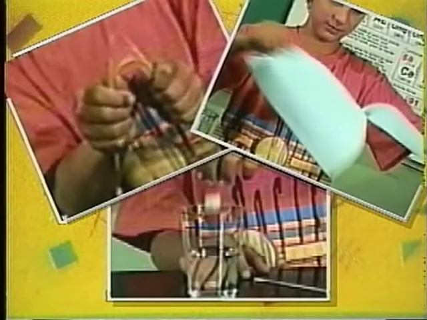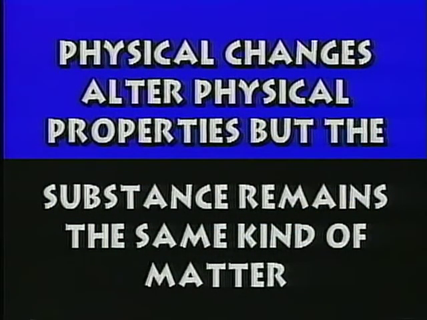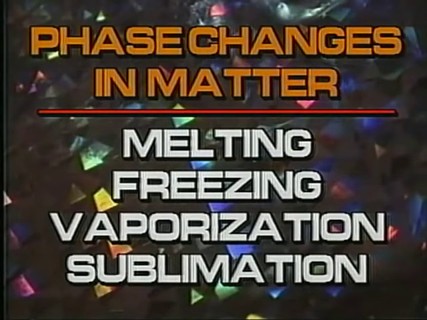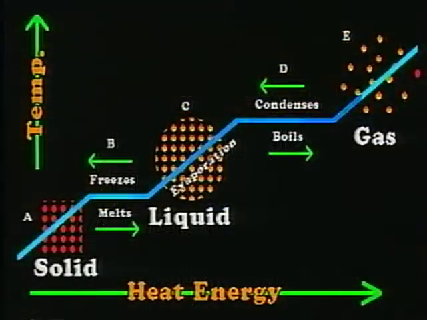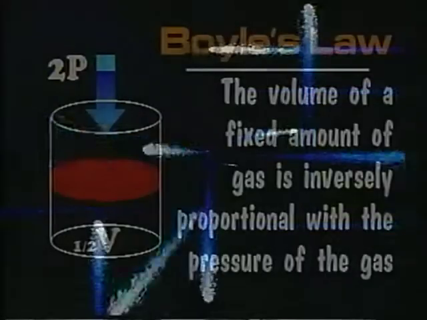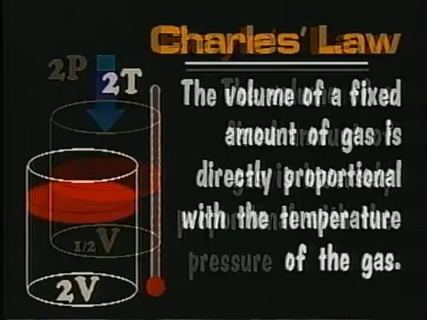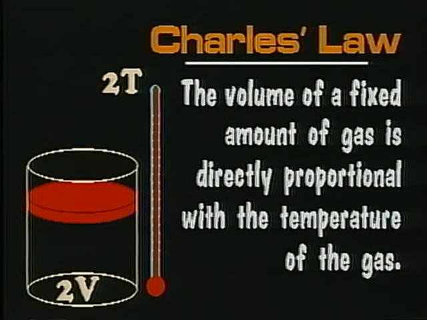Physical changes may alter physical properties, but the substance remains the same kind of matter. Phase changes represent all physical change. Phase changes occur when energy is increased or decreased. The nature of gases is described by 2 important laws. Boyle's law: if the volume increases, the pressure decreases. Charles's law shows us that the volume of a fixed amount of gas is directly proportional to the temperature of the gas.